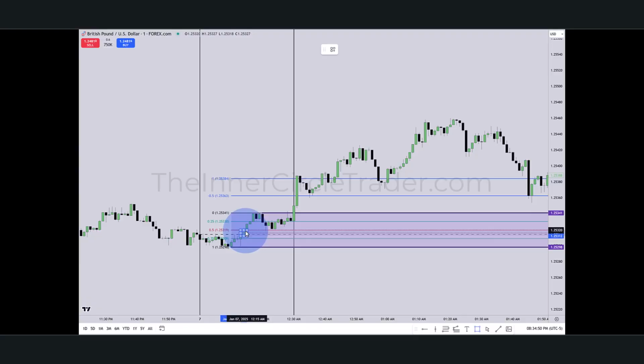Notice it's also encapsulating the opening price at midnight. You see that? So there's a couple of things there that are agreeing, and also this is consequent encroachment of this entire midnight opening range. So there's a couple of things that are converging in confluence in this small range of price action. Let's scrunch this up.